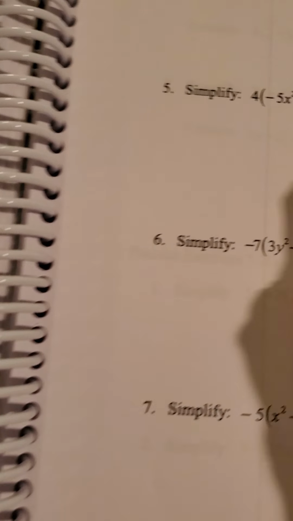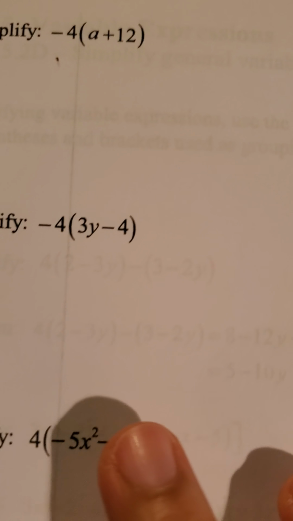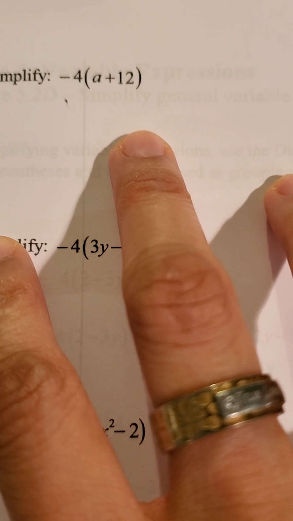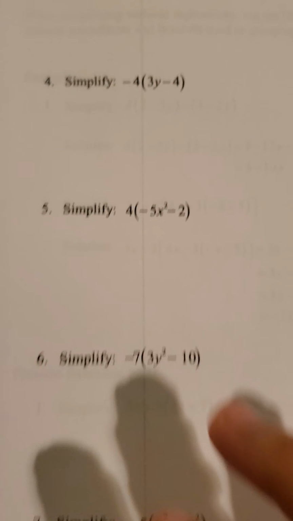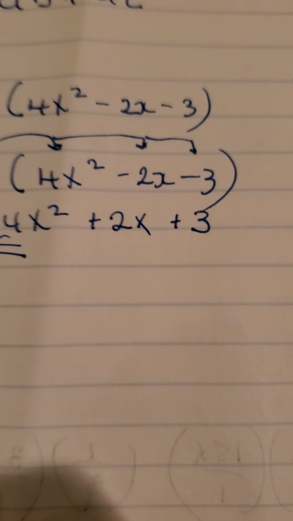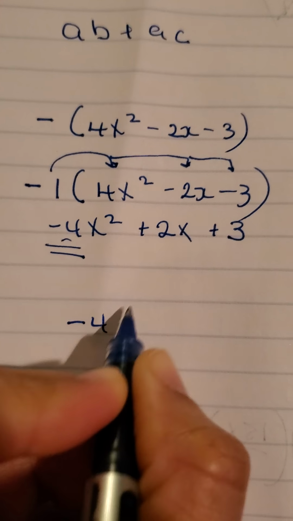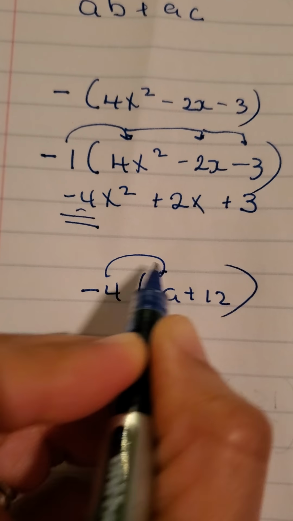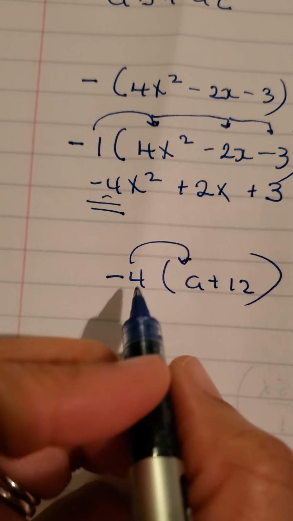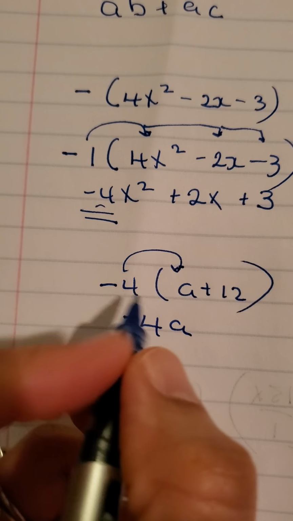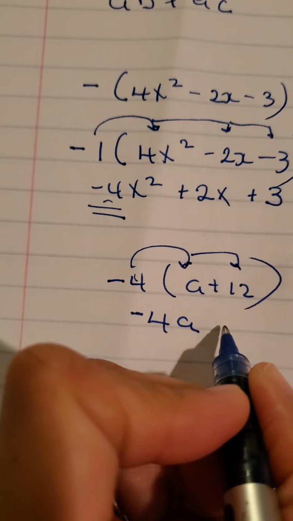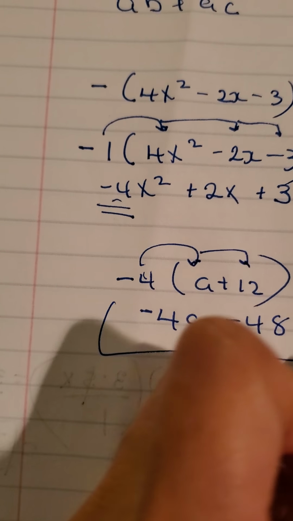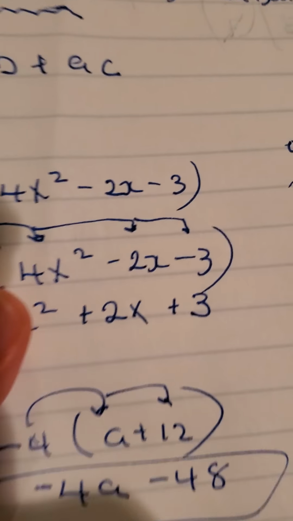Now let's look at a problem where there's actually constant factors other than one that come before the parentheses. So here we go. Here we have a negative 4 times A plus 12. So distributive property right here, that's negative 4 times positive A is negative 4A. And negative 4 times positive 12 is negative 48. So that's the solution to our problem. Here we have another example. And then there are examples with positives.